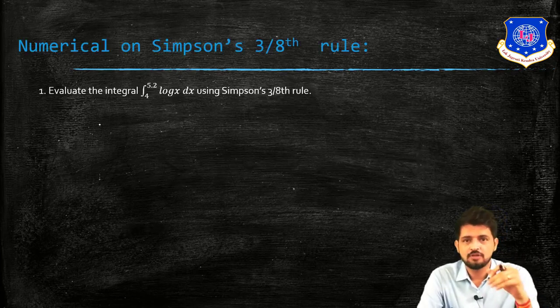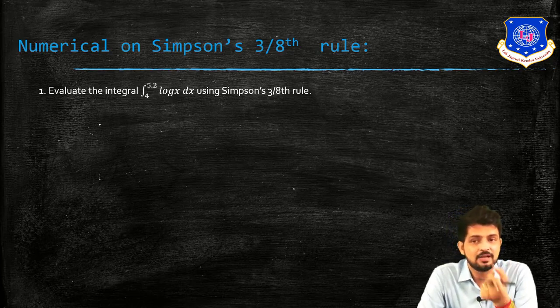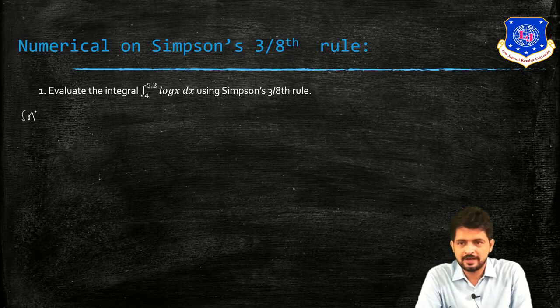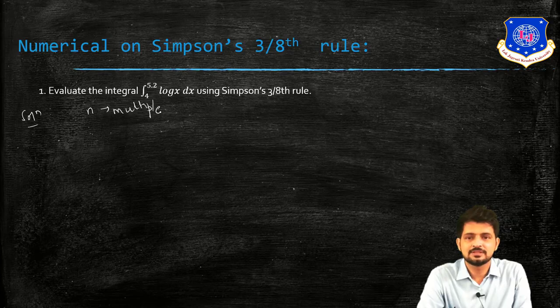Okay, let us solve a numerical on the basis of this. See, this is the given numerical. Evaluate the integral 4 to 5.2 log x dx using Simpson's 3/8 rule. See, before solving, first of all we have to find the value of n or h here. We can assume h or we can also assume n. See, the condition to apply Simpson 3/8 rule is n should be a multiple of 3.